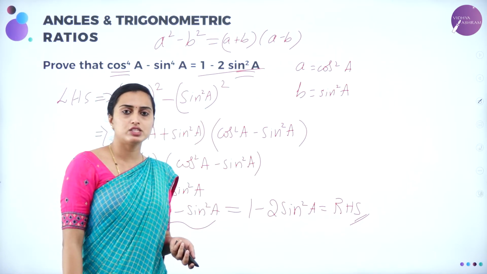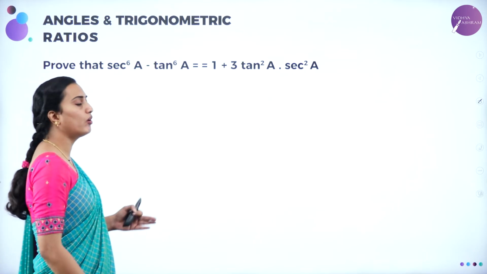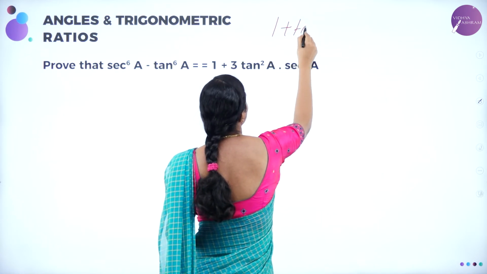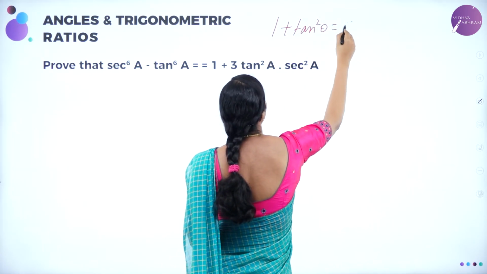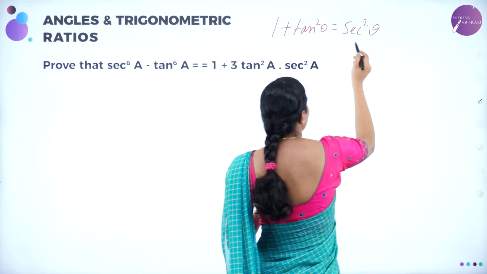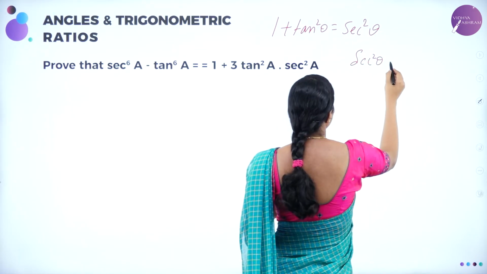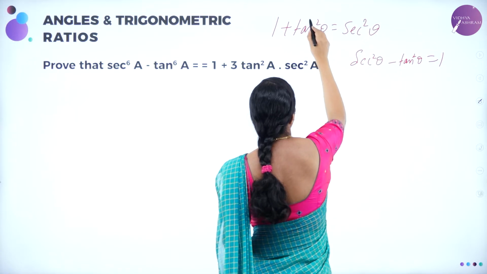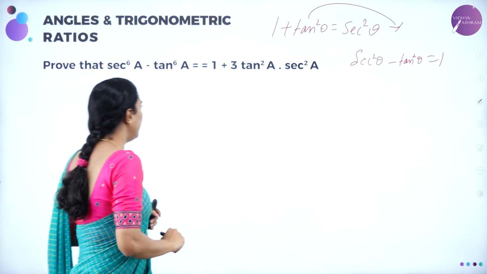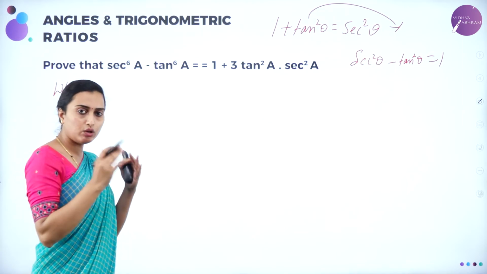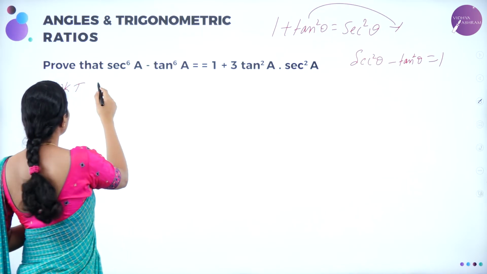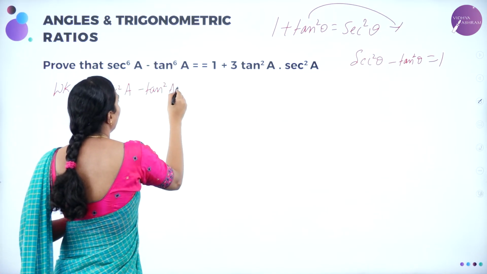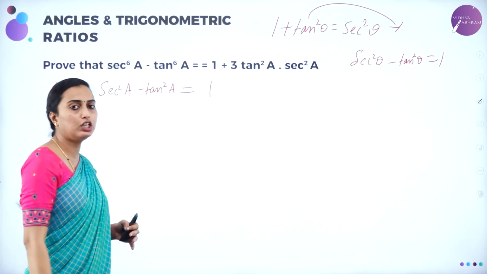We'll move on to the next one. See here, they have given in terms of secant and tan. You know the trigonometric identity is 1 plus tan squared theta is equal to secant squared theta. Correct? Now, secant squared theta minus tan squared theta can be written as 1. Let me take that only in terms of A. In place of theta I am having A here. So secant squared A minus tan squared A is equal to 1. We know that by the trigonometric identity.